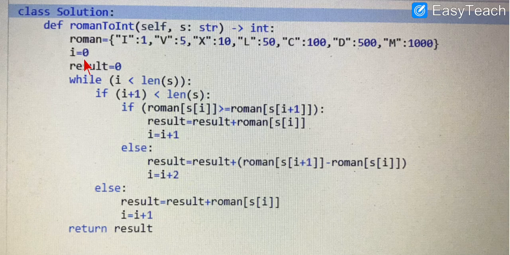Initially, this is the index. It is equal to 0, since the string is nothing but a character array which starts from the index 0. Result is assumed to be 0 initially.